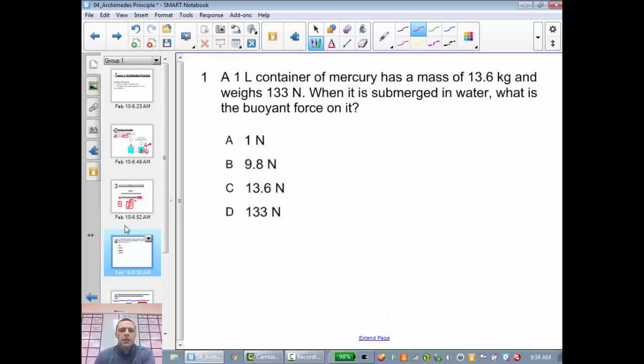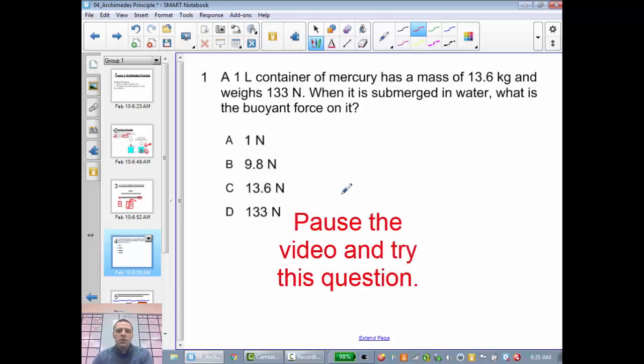Here's the first question. It says, a 1 liter container of mercury has a mass of 13.6 kilograms and weighs 133 newtons. When it is submerged in water, what is the buoyant force on it? Is it A, 1 newton? Is it B, 9.8 newtons? Is it C, 13.6 newtons? Or is it D, 133 newtons? Take a moment and pause the video and try to figure out what you think the answer would be to this question, and then I'll go through it with you to practice Archimedes' principle.